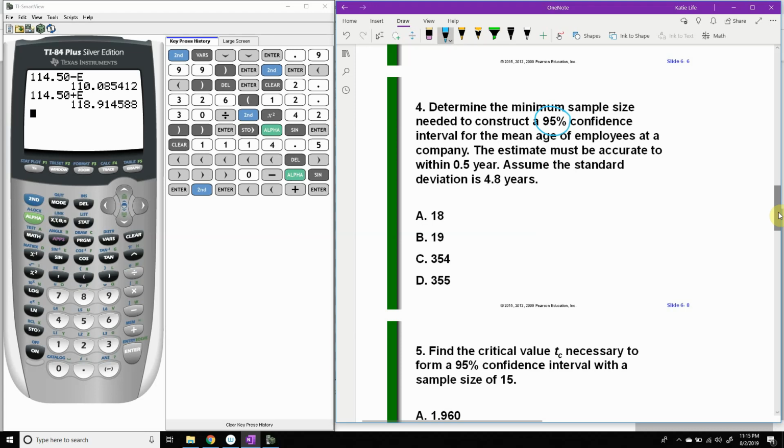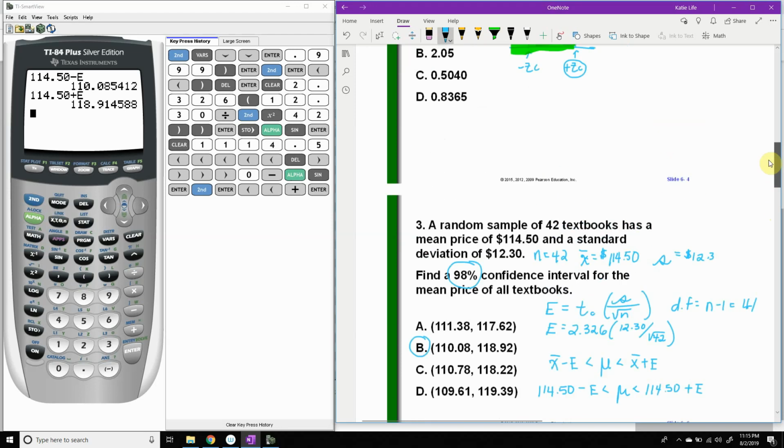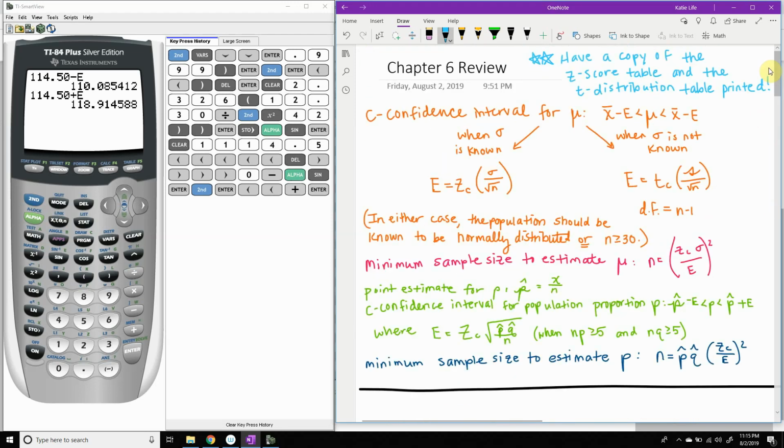Okay, so scroll back up to my formula sheet here. I'm estimating the minimum sample size I need to estimate a population average. So it's looking like I'm using this formula right here. n is equal to our critical score times the population standard deviation divided by our error value, and then that whole ratio is being squared.